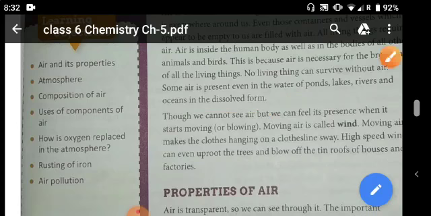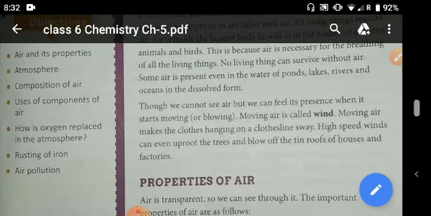In which form? In dissolved form. It is present in water in dissolved form, and in the atmosphere air is found in gaseous form. Though we cannot see the air, we can feel its presence.